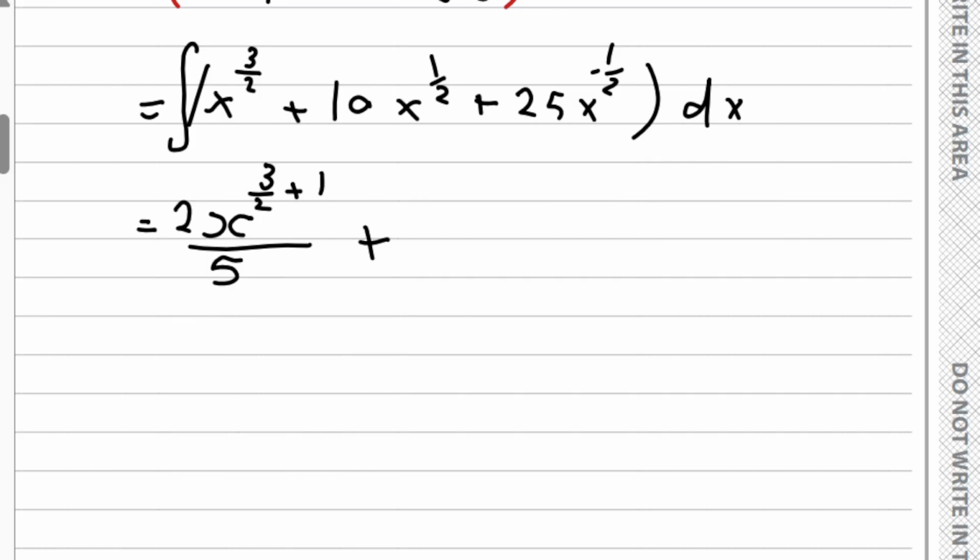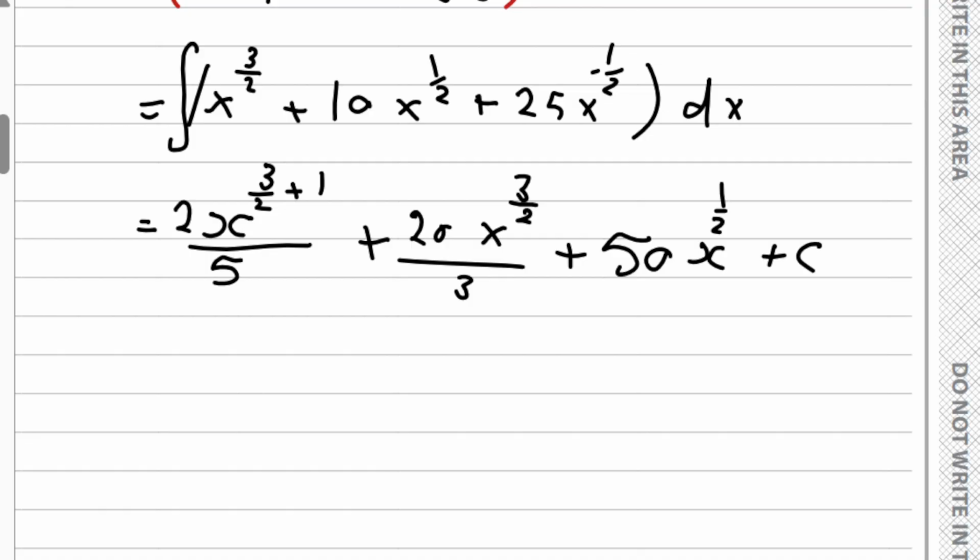For the second one, it's going to be 10 x to the power of a half plus 1, which is 3 over 2, and then we divide by 3 over 2. So we write the 3 here, and the 2 goes to the numerator, so the 10 becomes 20, because it's 10 times this 2 here. That's good. Last part is 25 x to the power of negative a half plus 1, which is just a half, divided by a half, which means multiplying by 2, so this is going to be 50 x to the power of a half plus c.